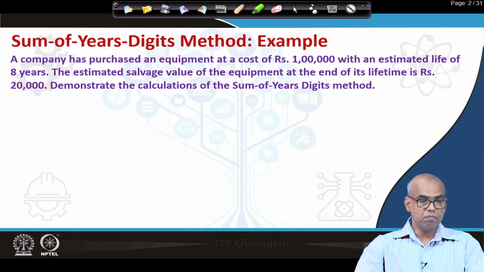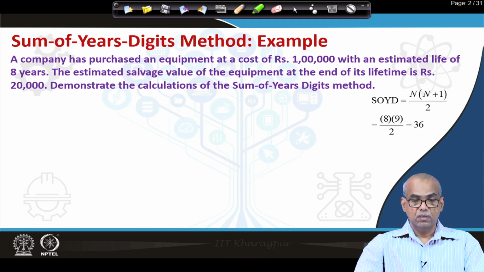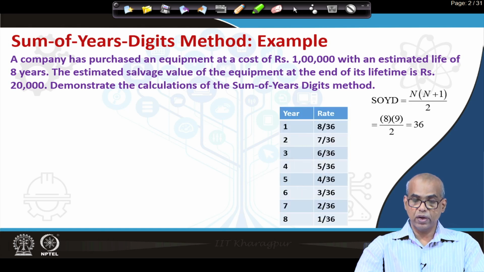Again, let us take the same example. A company has purchased an equipment at a cost of rupees 1 lakh with an estimated life of 8 years. The estimated salvage value of the equipment at the end of its lifetime is rupees 20,000. Demonstrate the calculations of the sum of the years digits method. Estimated life is 8 years. So, sum of the years digits will be 8 into 9 by 2, which is 36. So, rates will be 8 by 36 in the first year, 7 by 36 in the second year, and so on and so forth up to 1 by 36 in the 8th year.